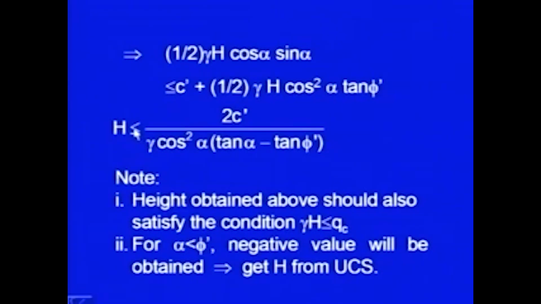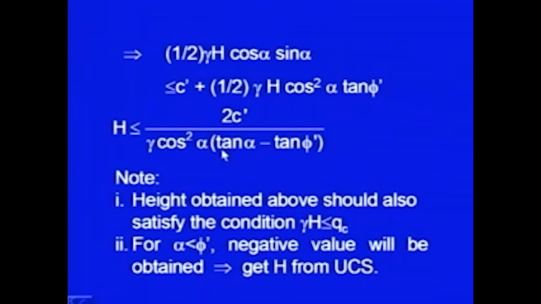So, the maximum value will be when you put h equal to this much. Now, there are some important notes I have included here. The first note is that the height obtained above should also satisfy the condition gamma h is less than q c. Remember, q c is the uniaxial compressive strength of the material, and there may be certain cases when this value will tend towards infinity.